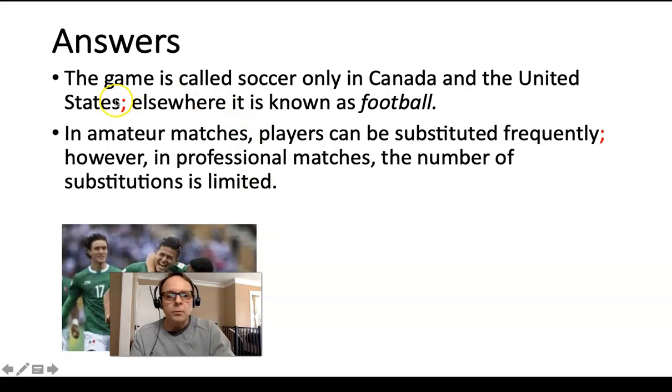Okay, so here's where I would put it. The game is called soccer only in Canada and the United States. Elsewhere, it's known as football. These are very clearly related sentences, so we use a semicolon to connect them.